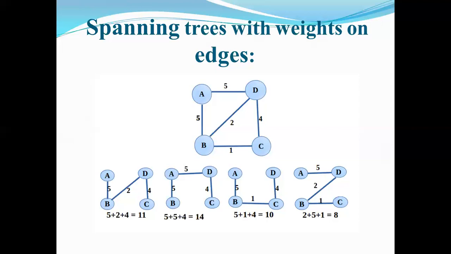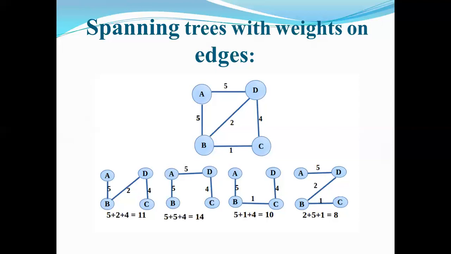Then which is the minimum cost spanning tree now? Out of these 4, the minimum cost spanning tree is the fourth one. If we compare all the spanning tree costs, the fourth spanning tree cost is 8. All the remaining spanning tree costs are greater than 8. That's why, out of these 4, we select the fourth spanning tree as the minimum cost spanning tree. So like that we can construct.